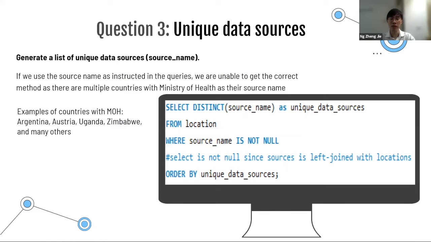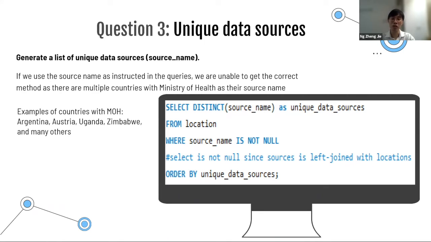We will first look at question 3, where we will generate a list of unique data sources. From this question, if we use the source name as instructed in the question, we are unable to get the correct answer as there are multiple countries with the same source name. One example is that Ministry of Health is found for countries such as Argentina, Australia, Uganda, and more.